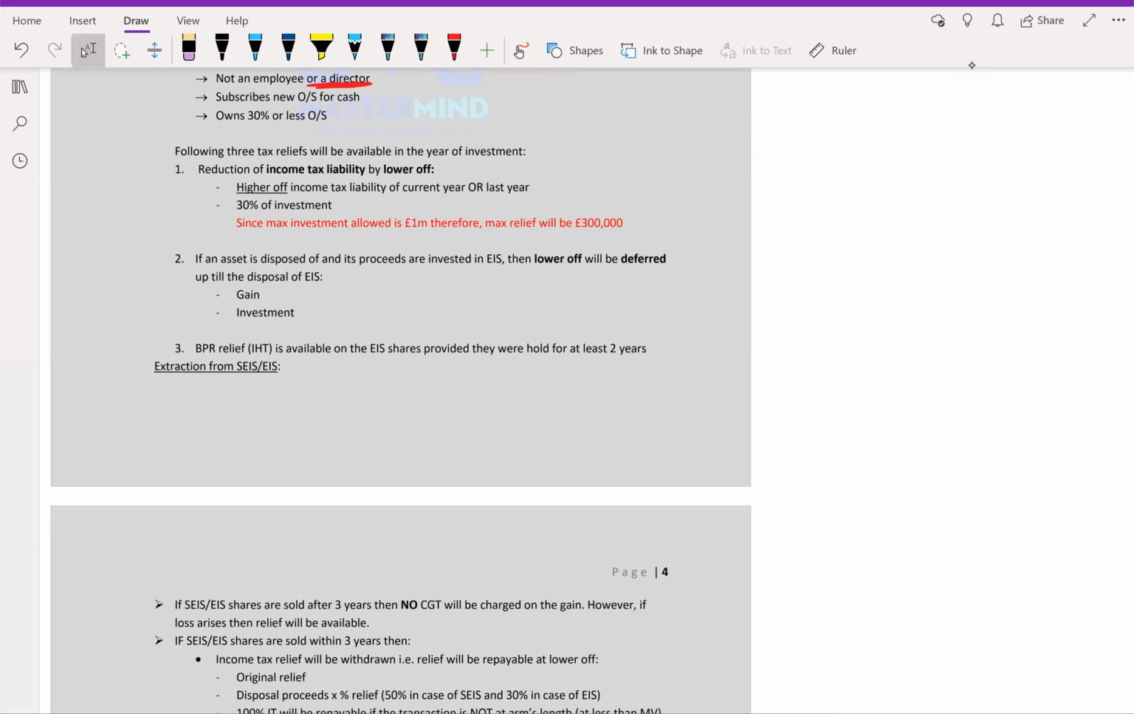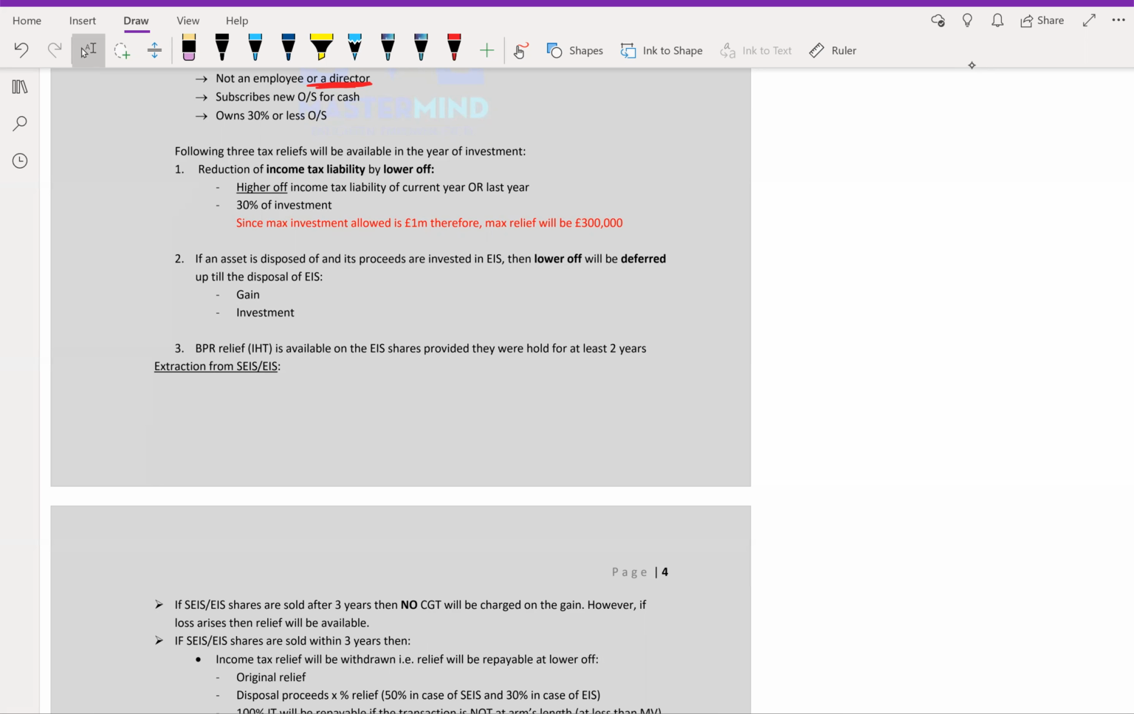Okay. Reduction of income tax liability by lower of higher of income tax liability current year, last year. That means you can carry back your relief. 30% of investment this time. Since max investment allowed is how much? 1 million pounds. That is per investor, by the way, guys. Per investor per year. All right. Remember this. Even in the previous case, per investor per year. All right. Therefore, max relief will be 300,000 pounds.